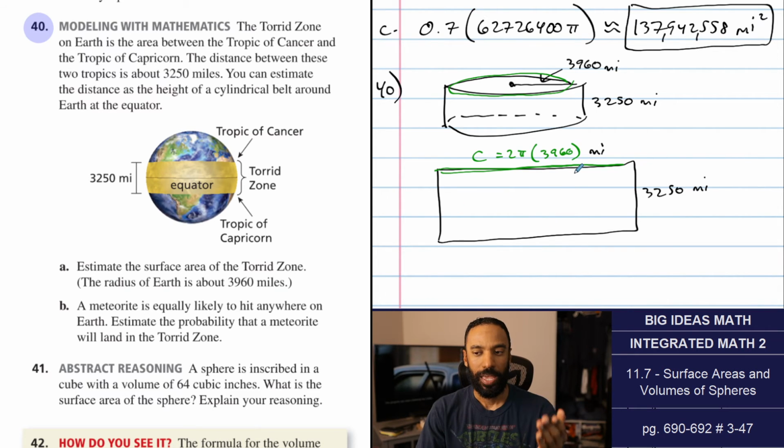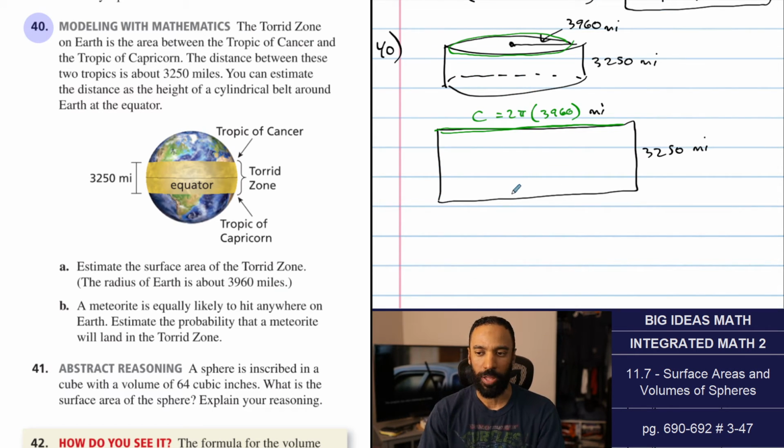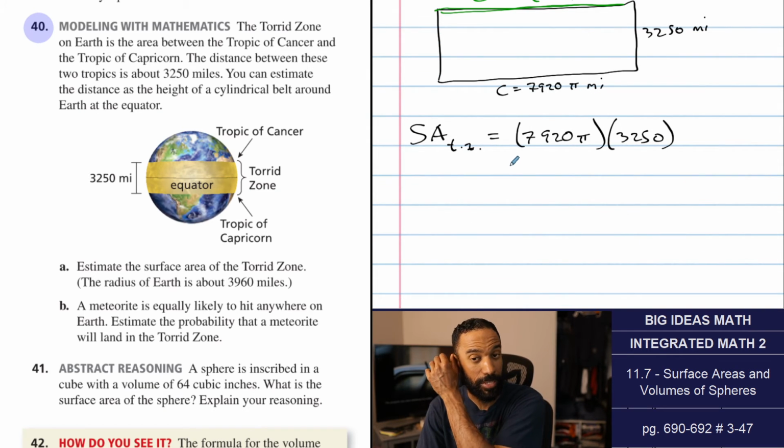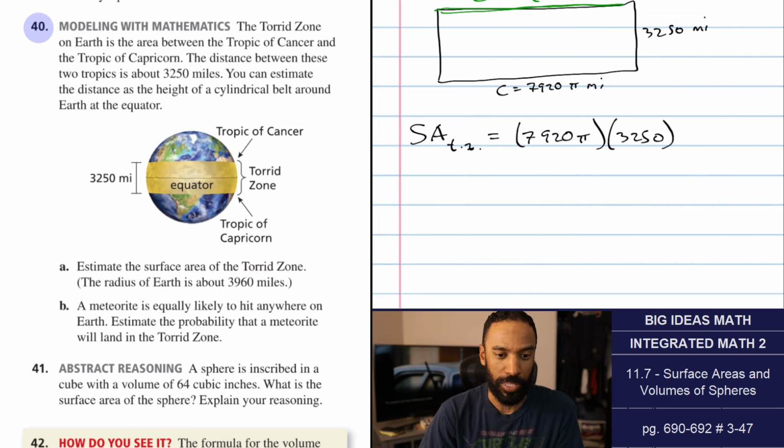This is a rectangle. And I can find the area of a rectangle, and yes, I'll multiply this. This is 7920, so 7920 pi miles for that circumference. So we have this base times height to work off of, and that'll be our torrid zone's surface area. So the surface area of the torrid zone is going to equal 7920 pi times 3250, and this will be a square miles answer. This is going to be big. This is going to be somewhere in the hundreds of millions of something.